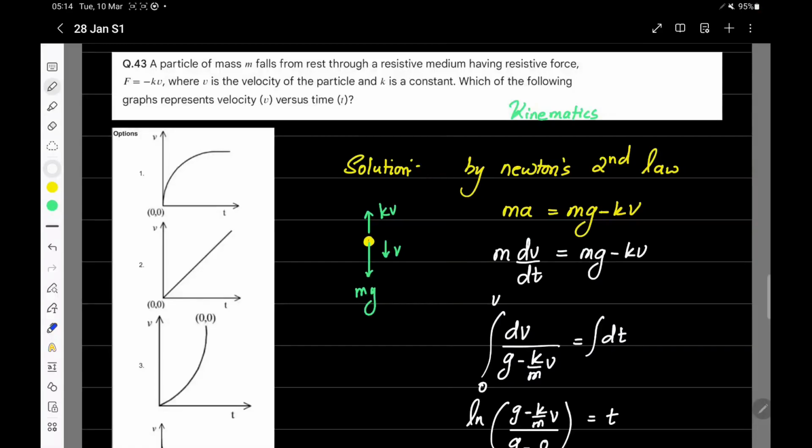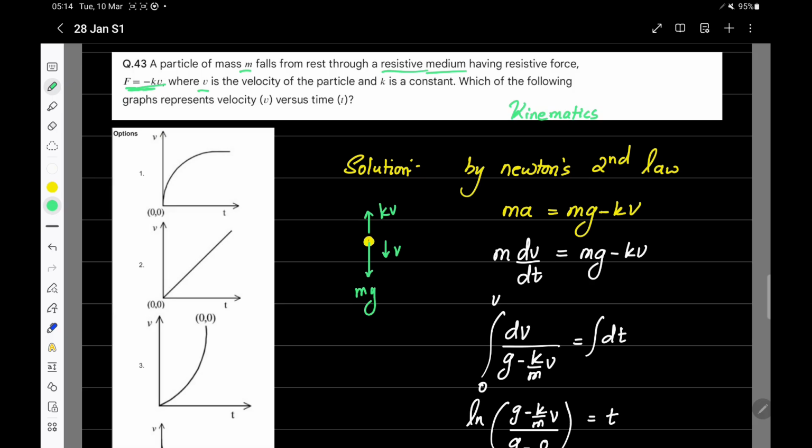Hello students, we're solving a question on kinematics. This is from 28th January, shift 1, JEE Mains 2026. The question says, a particle of mass m falls from rest through a resistive medium having a resistive force of F equal to minus kV, where V is the velocity of the particle and k is the constant. Which of the following graph represents the velocity versus time graph?